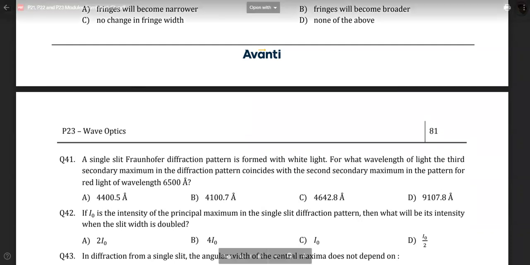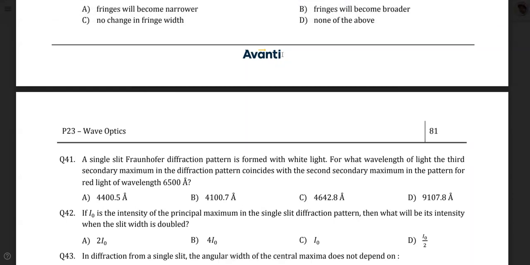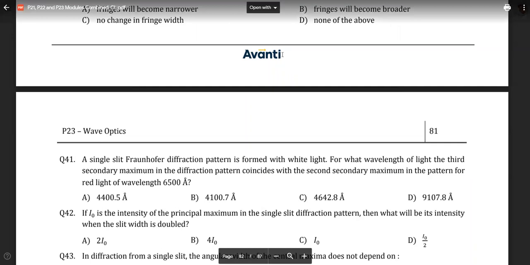Okay. So we have discussed till question number 40, right, everyone? We will discuss 40 to 60 next. Before moving forward, does anyone have any other doubts till 40?